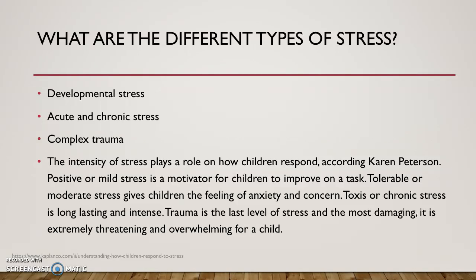The intensity of stress plays a role in how children respond, according to Karen Pearson. Positive or balanced stress is a motivator for children to improve on a task. Tolerable or moderate stress gives children the feeling of anxiety and concern. Toxic or chronic stress is long-lasting and intense. Trauma is the last level of stress and the most damaging. It is extremely threatening and overwhelming for a child.